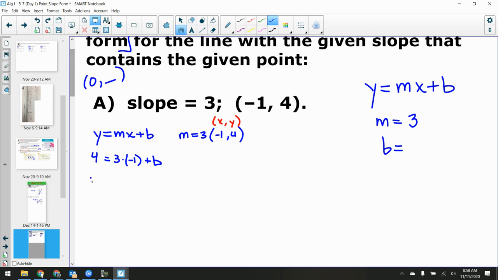Look, 4 is equal to, what's 3 times -1? -3. How do I solve for b? I add 3 over to the other side. So 7 is my b value. I solved for b. That's where I get this thing. This is the solve for b method.